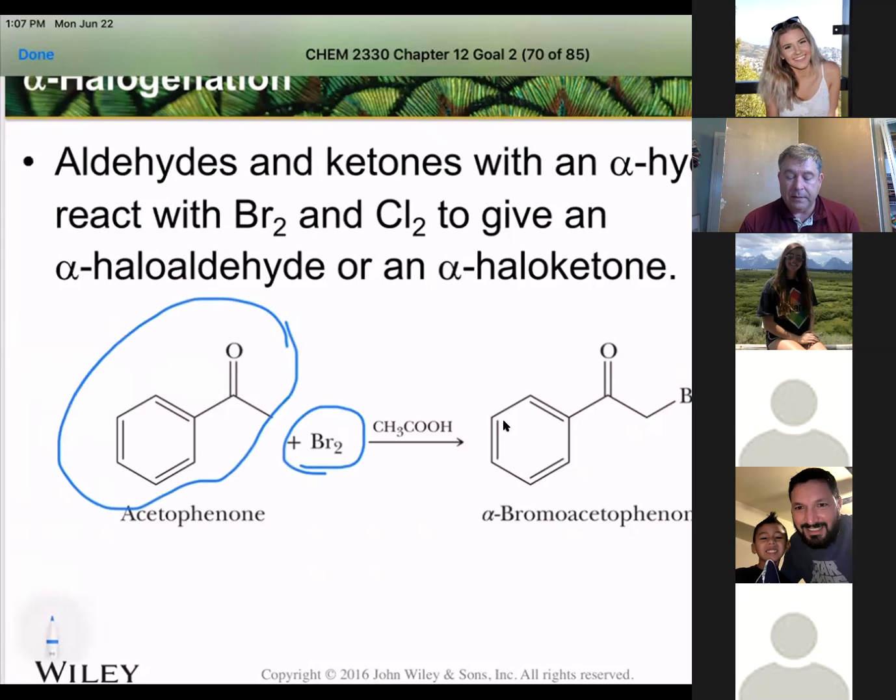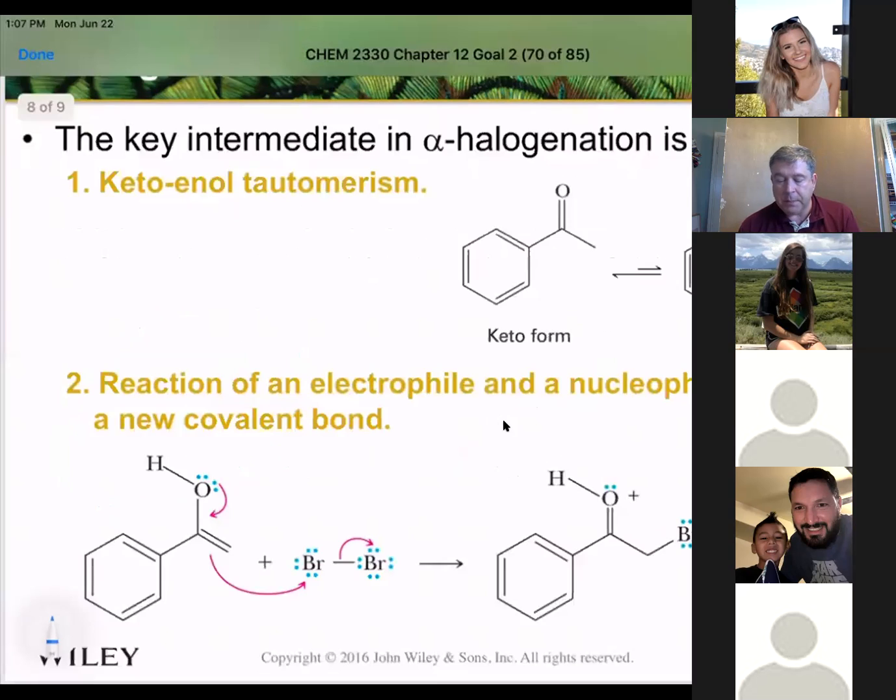However, in the presence of a little bit of acid, in this case acetic acid, what happens is it goes between the enol and the keto, and the bromine reacts with the enol form. Let me show you that mechanism step by step. Again, the bromine is not going to react with the ketone at all. There's no double bond, there's nothing for it to react with here.